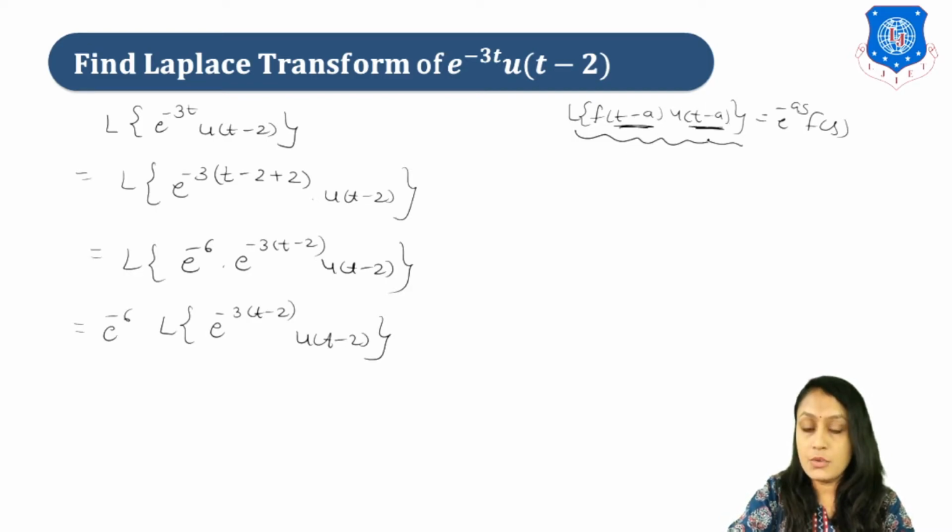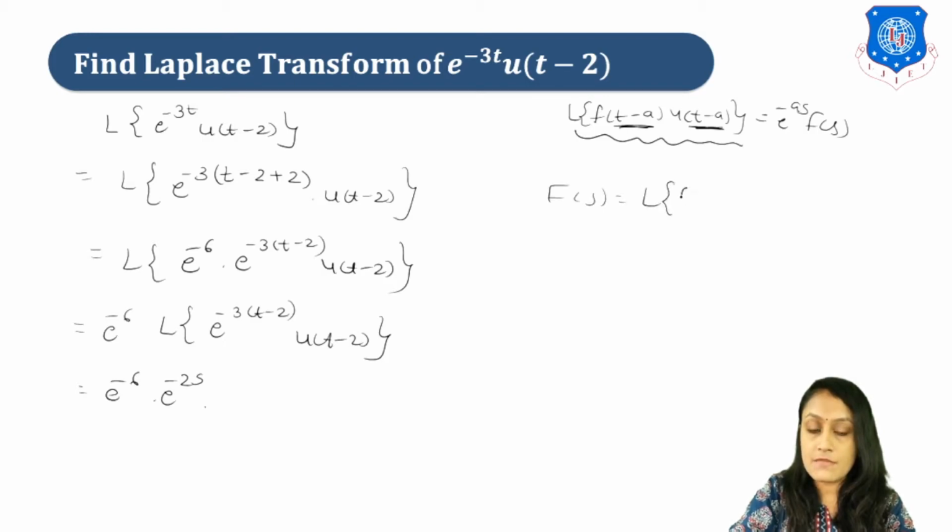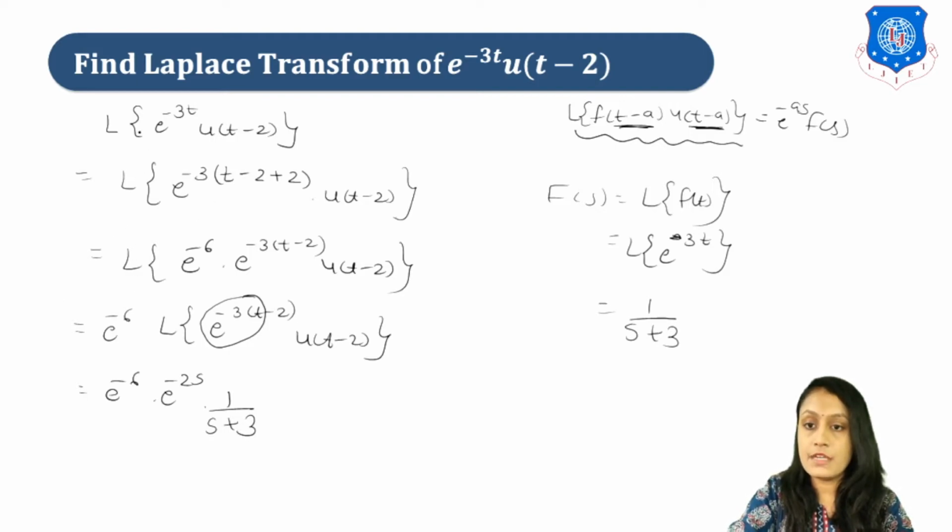Now just compare with this. For f(t minus a) u(t minus a) it is e raised to minus as, and here a is 2, so we have e raised to minus 2s into F(s). F(s) means the Laplace transform of f(t), and from this f(t) is e raised to minus 3t. The Laplace transform of e raised to minus 3t is 1 upon s plus 3. So in place of F(s) we write 1 upon s plus 3. This is the final answer for the Laplace transform of e raised to minus 3t u(t minus 2).